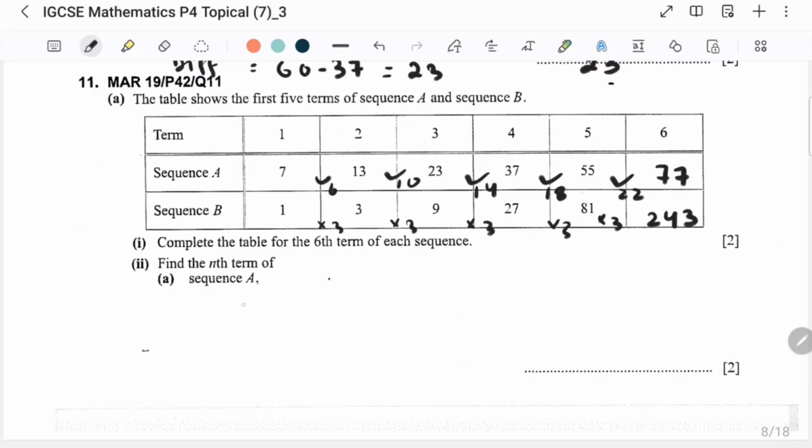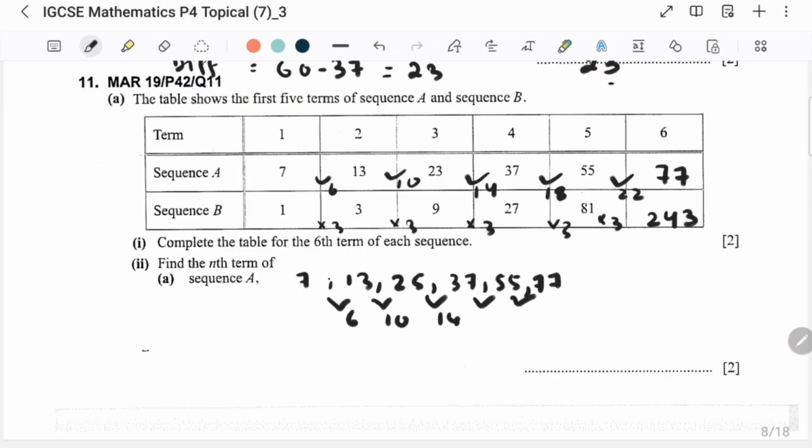Find the nth term of the sequence A. Sequence A is a quadratic sequence. So that is 7, 13, 25, 37, 55 and 77. You have a difference of 6, 10, 14, 18 and 22. So you will have 4, 4, 4 and 4.